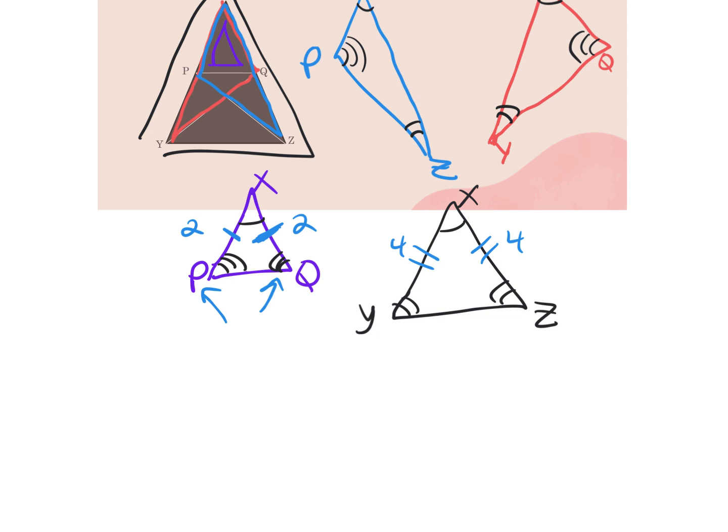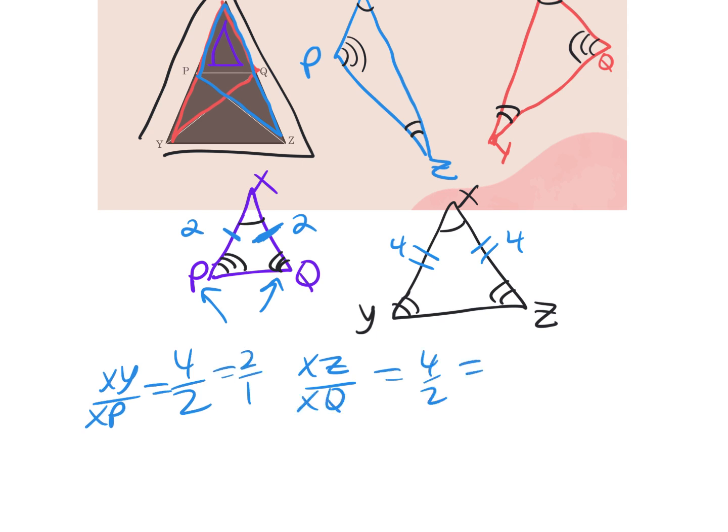Then what we do is we already have the included angle marked as congruent. And then if we do 4 over 2, the XY over XP, and then the same thing, XZ over XQ, 4 to 2, they both simplify 2 to 1. So yes, they would be similar using side angle side.